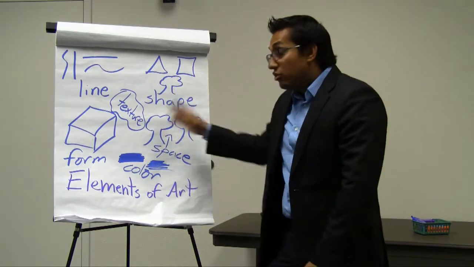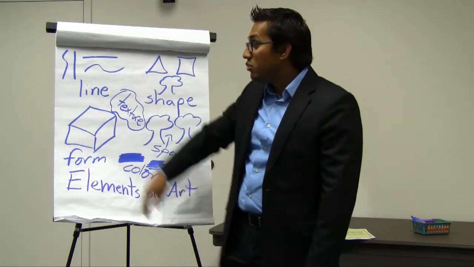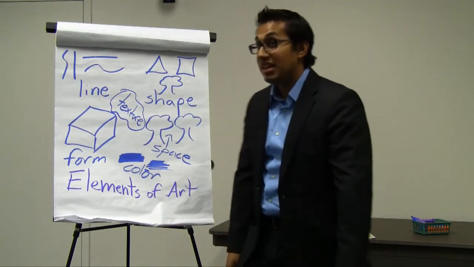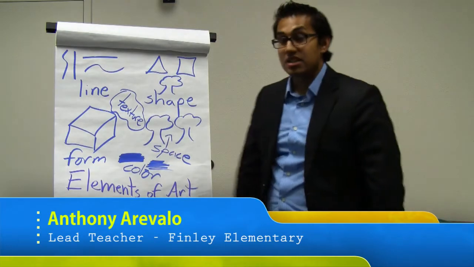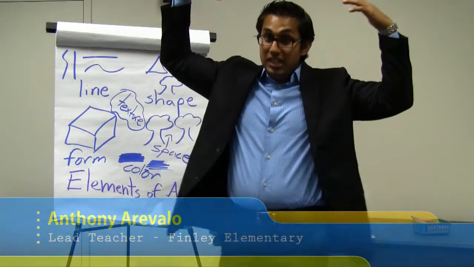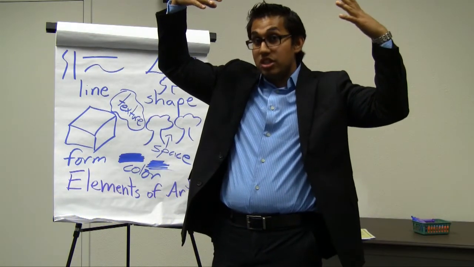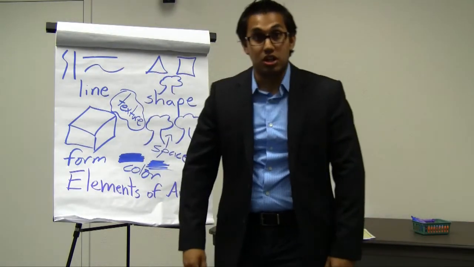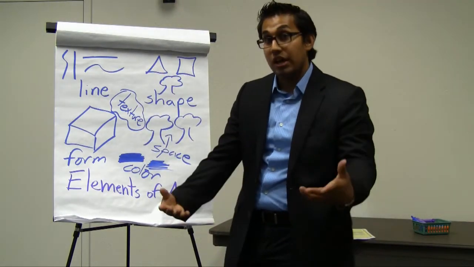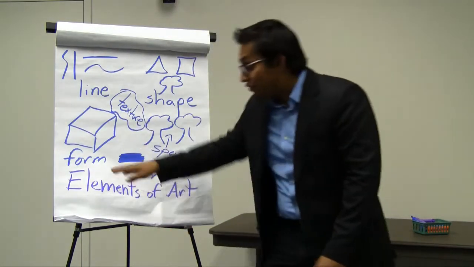After this, I'd review it with them. I'd run through it one more time. I'd give an example this time. Hey, class, what is this an example of? They might say, on the snap, what's the answer? Line! Hey, class, if I was like a tree would be an example of what? Shape! Moving on. If I was a box, a three-dimensional cube, that would be an example of a form.